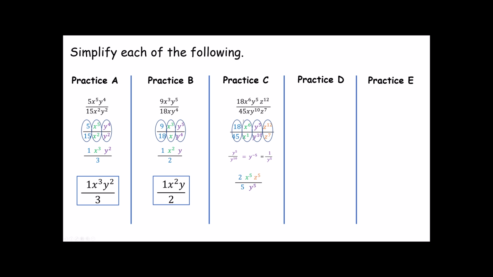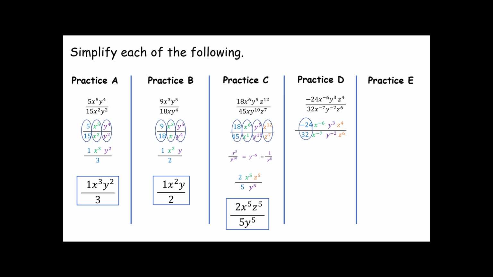Here's what we end up with. 18 over 45 is 2/5. 5 x's, it's positive, so I'm going to put it on top. Y to the negative 5th says put the y to the 5th on bottom. And z to the 12th over z to the 7th gives me z to the positive 5, which is on top. And there you go. Again, I would suggest pausing this and trying it on your own before watching this. I'm going to assume you've already done that. Let's take a look at our pieces.